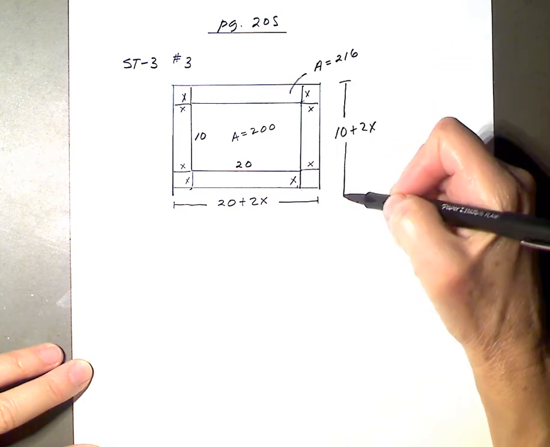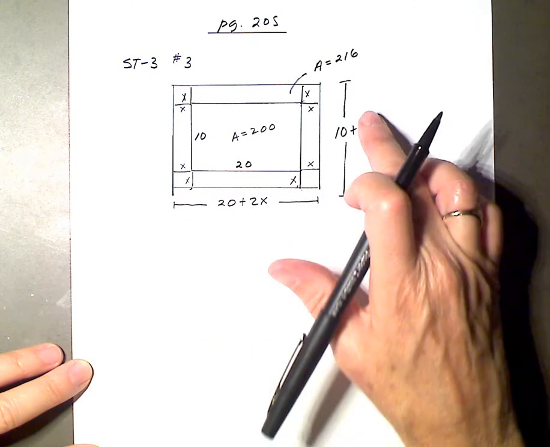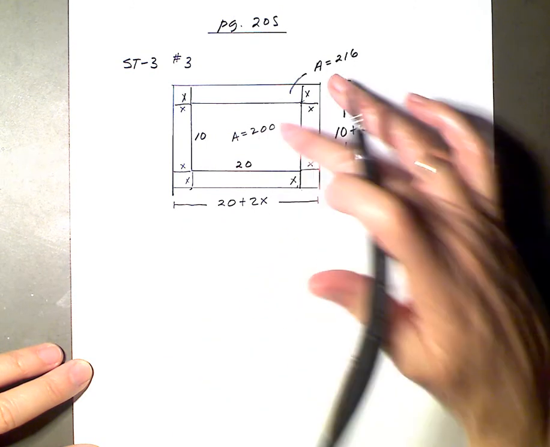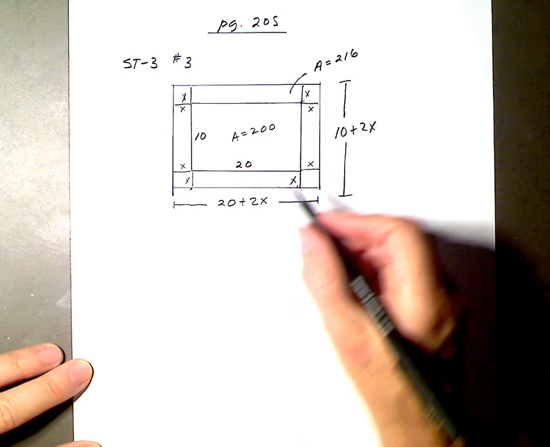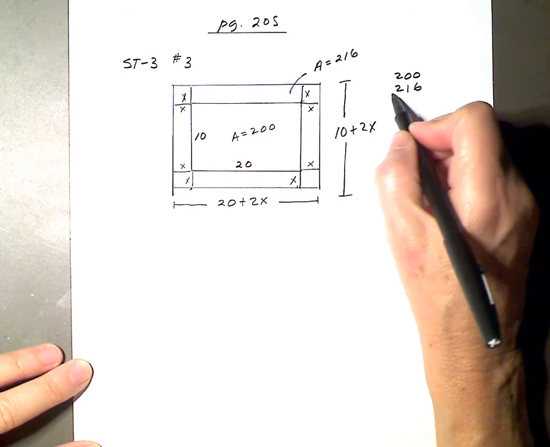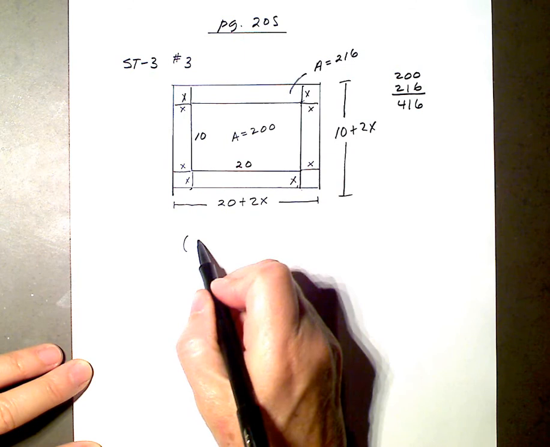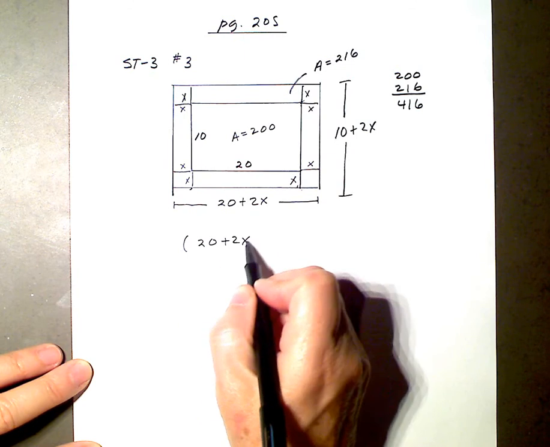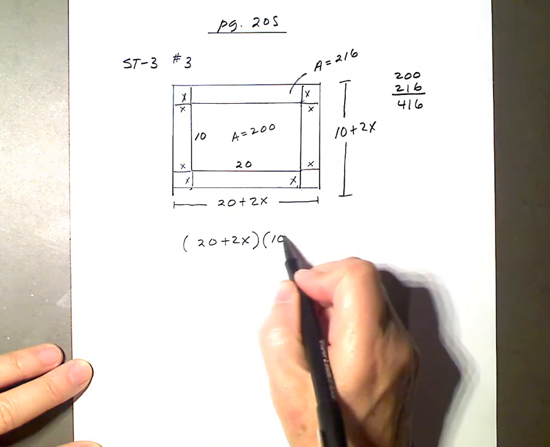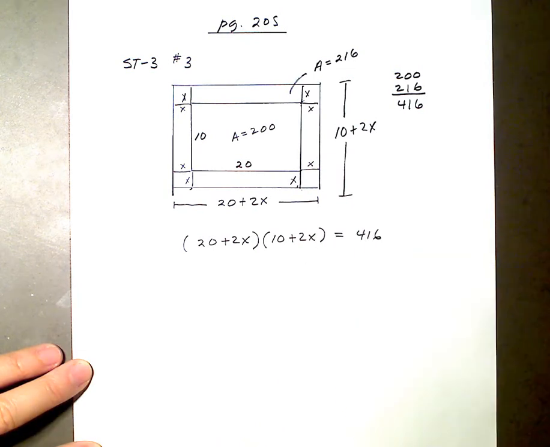Okay, so both of these dimensions, the length times the width, should be the sum of those two areas. So the sum of 200 and 216 is a total area of 416. So my length of 20 plus 2x times my width of 10 plus 2x equals my total area of 416 square, oh actually it's meters, not feet, sorry, square meters.